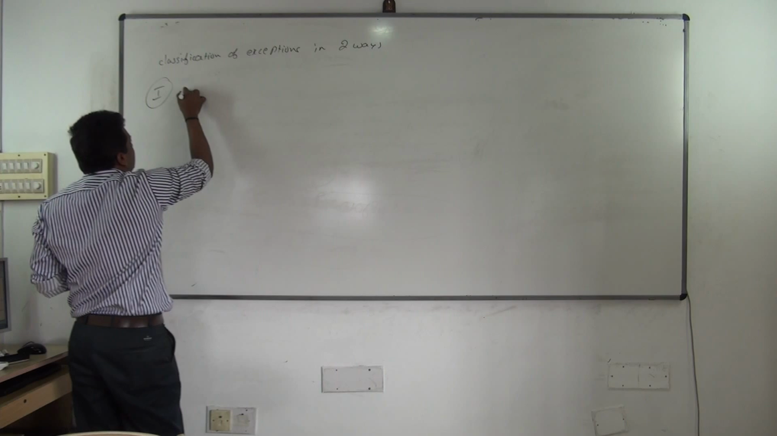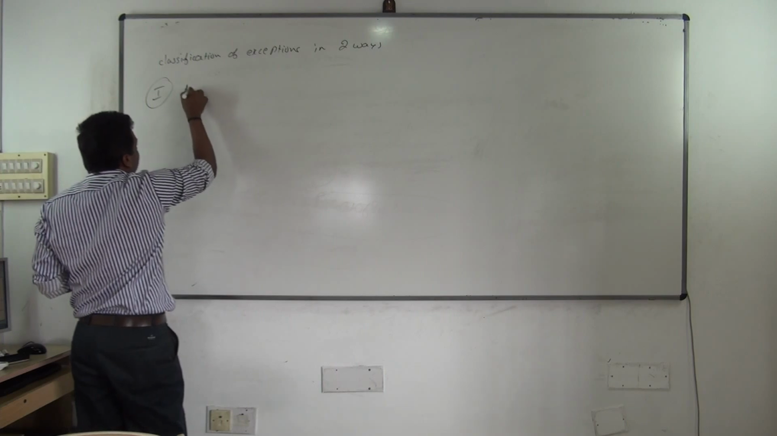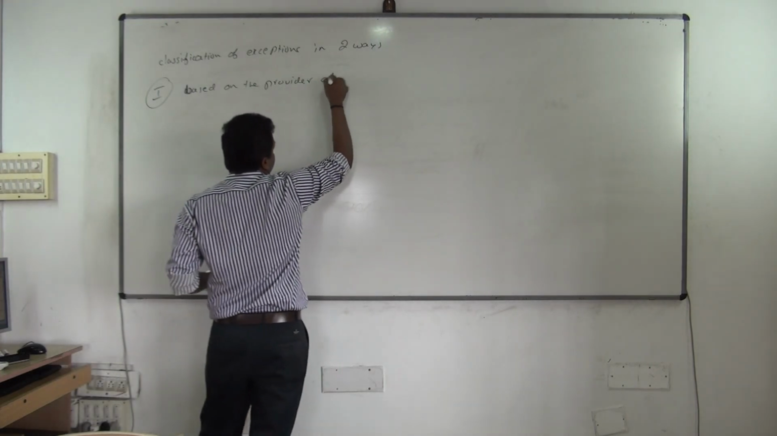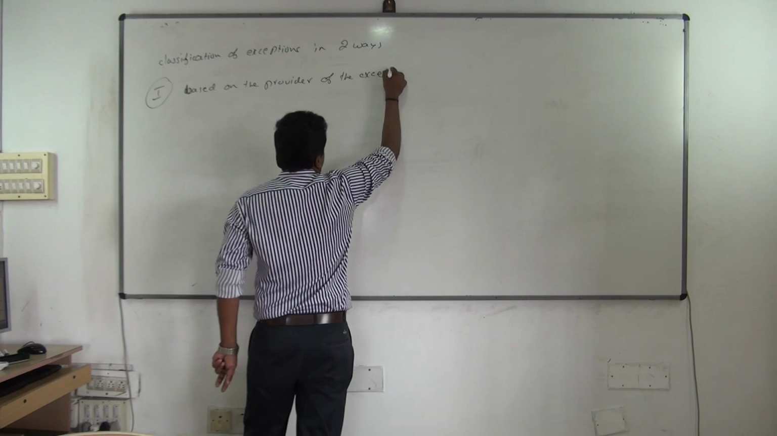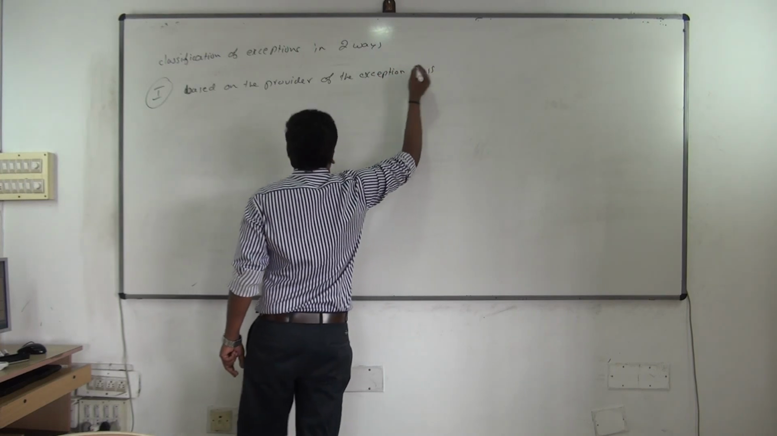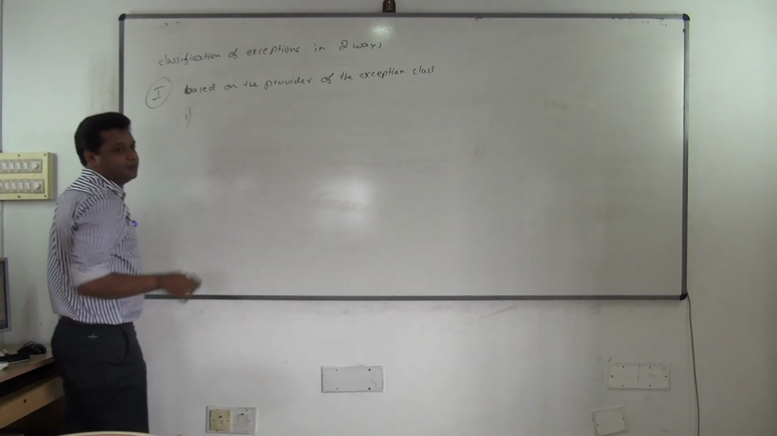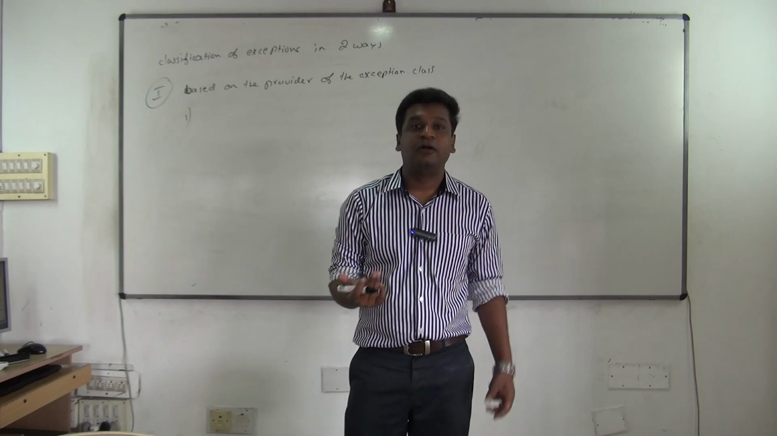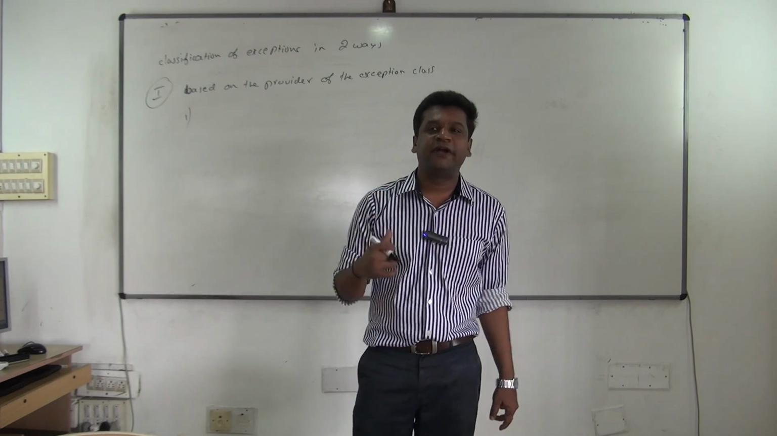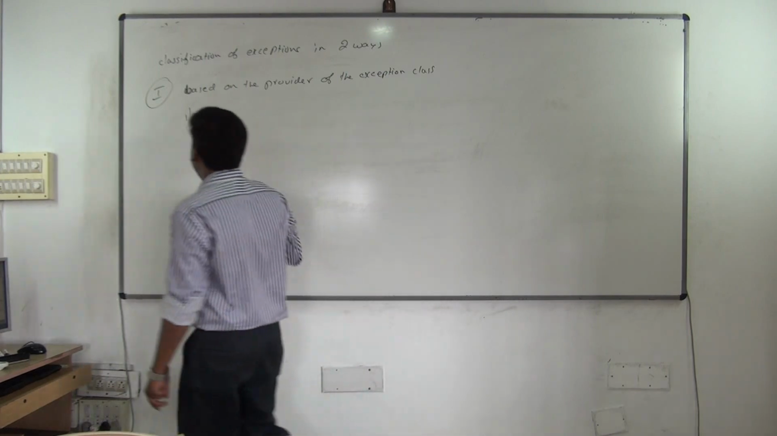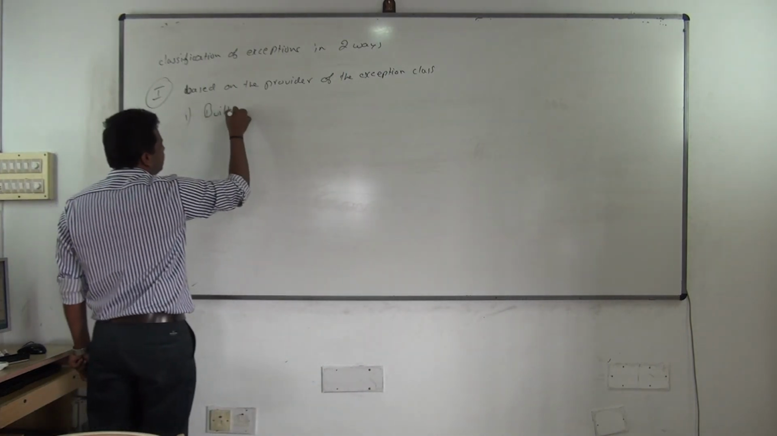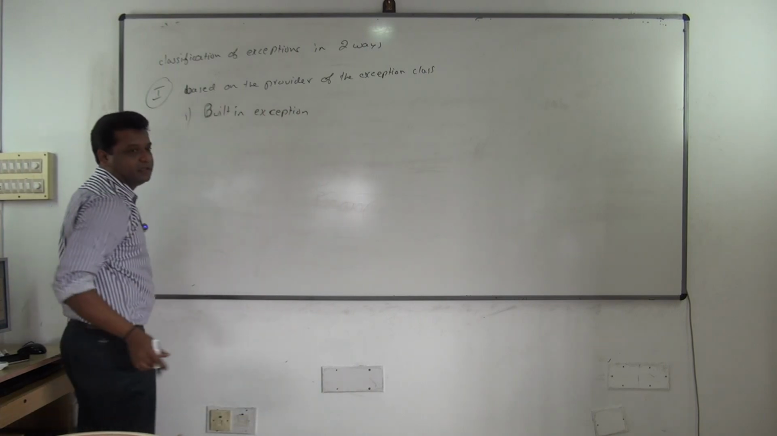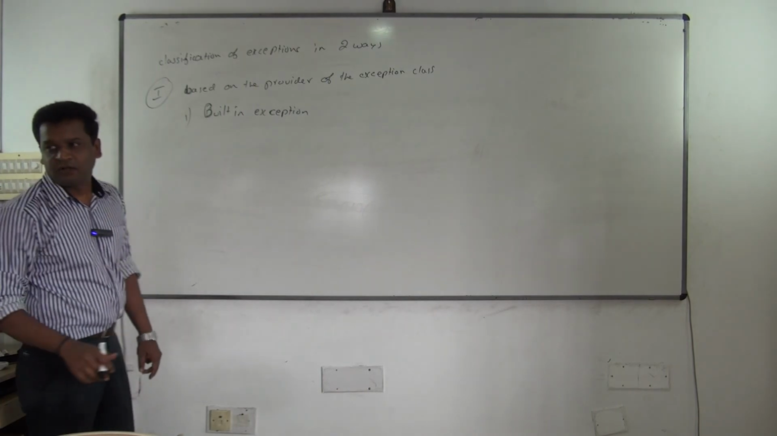One classification is based on the provider of the exception class. What do you mean by provider? Who is giving you that exception class? Whether Sun is giving it to you or language is giving it to you, or you can also write one. I'll show you now how to write user defined exceptions. Okay, one is called as built-in exceptions. What are built-in exceptions? Just now you saw examples: array index out of bound, number format, all that.